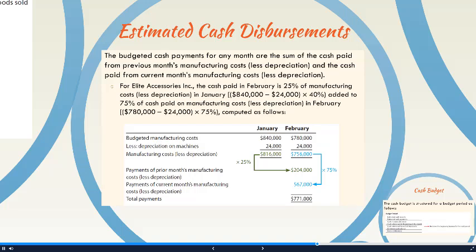There's nothing in this example that shows that, but we also have to look and see if there's any dividends being paid that month, any interest or capital expenditures, and things of that nature that we need to add to our cash payments for each month.